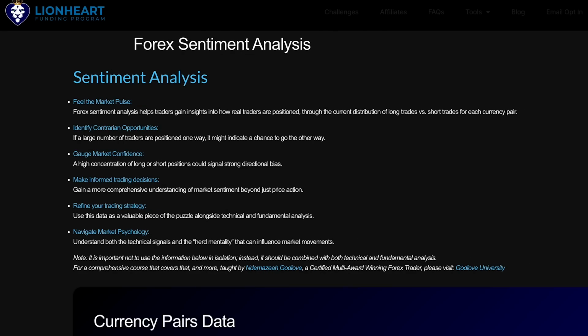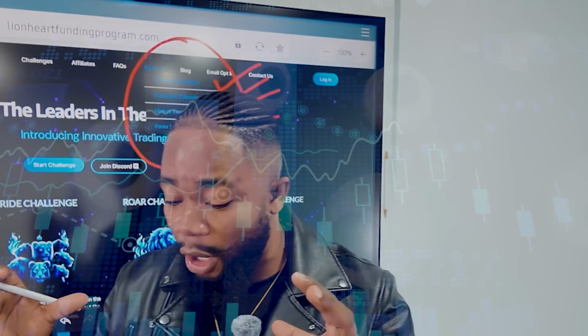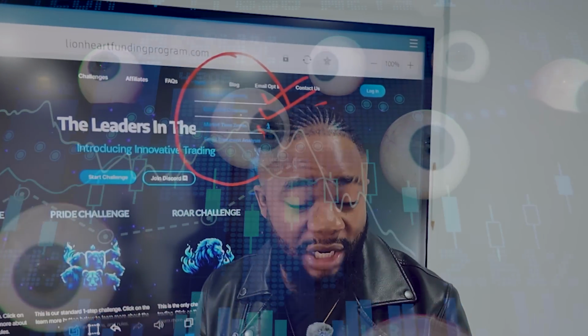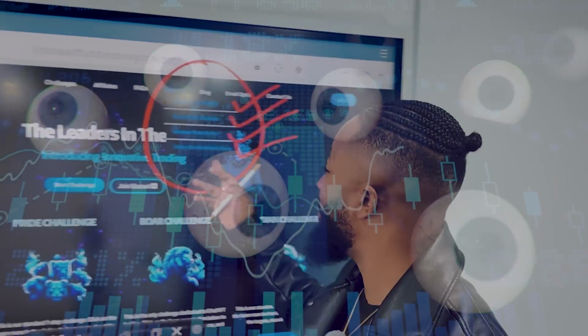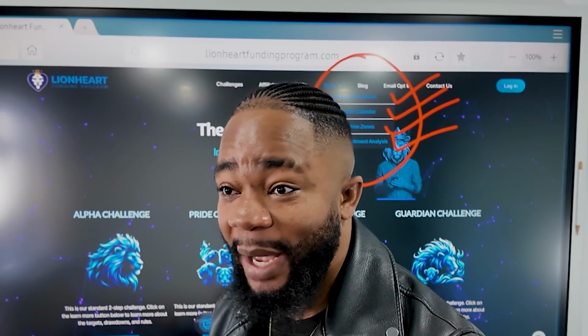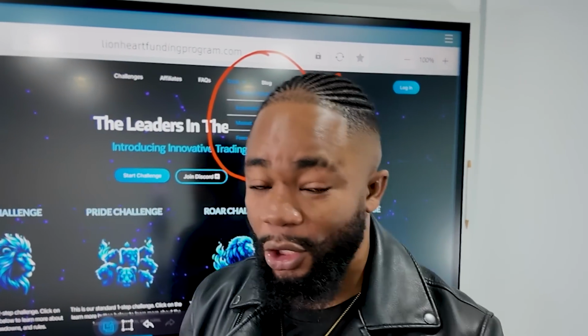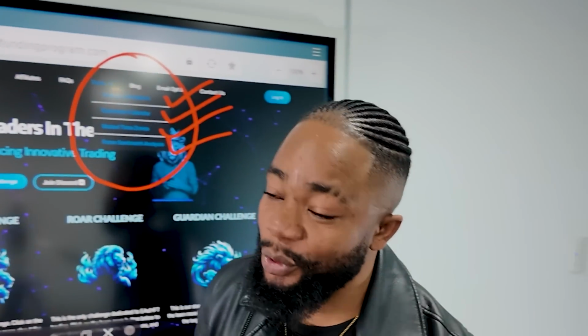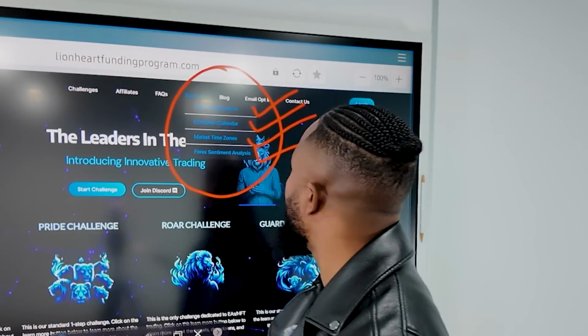We also have Forex sentimental analysis. If you want to even have the bird's eye view of what the 20,000 traders in Lionheart funding program are doing, you can come on this tool and you'll be able to see are the majority of traders buying or selling, are the majority of traders long or short. So that will also help you to be able to better make an informed decision.